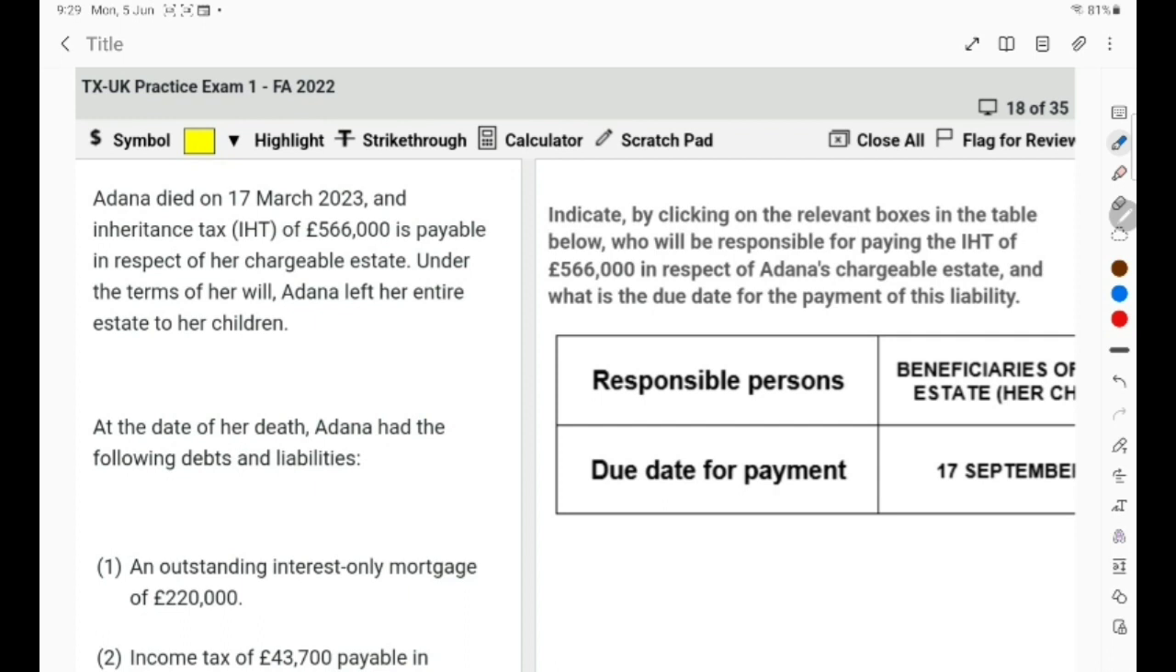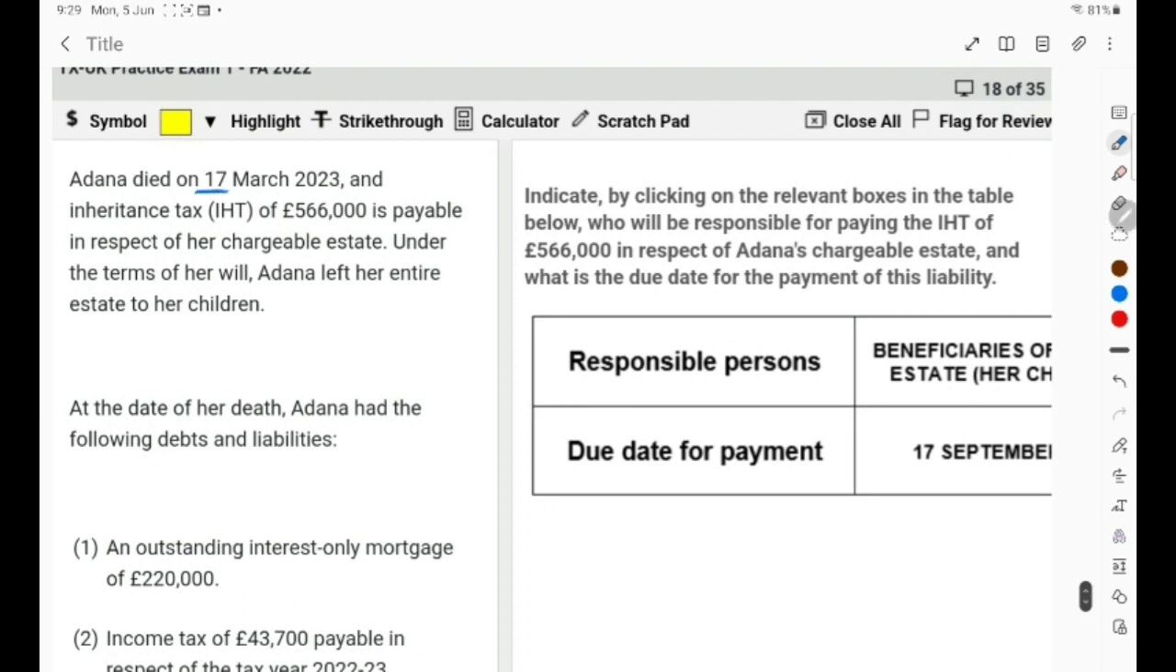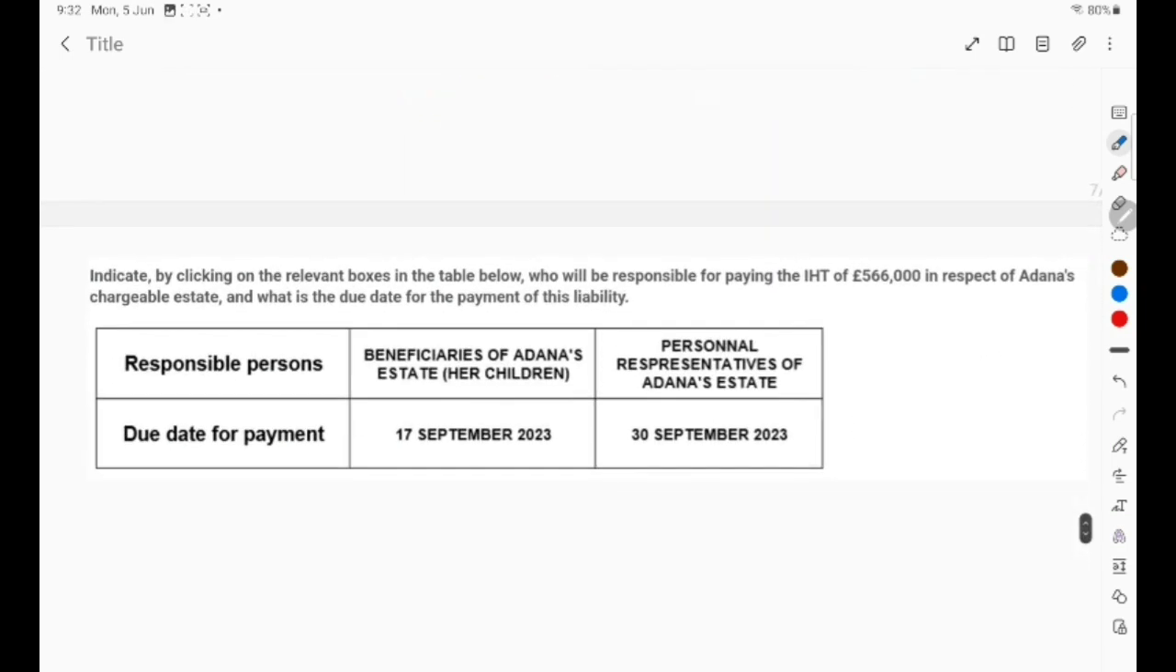The third question regarding this scenario is indicate by clicking on the relevant boxes in the table below who will be responsible for paying the IHT of 5,66,000 in respect of Adana's chargeable estate, and what is the due date for the payment of this liability. So the date of death is to be considered here, that is 17 March 2023. So here are the options: responsible person, beneficiaries of Adana's estate, no. It is the personal representative of Adana's estate who are the responsible person.